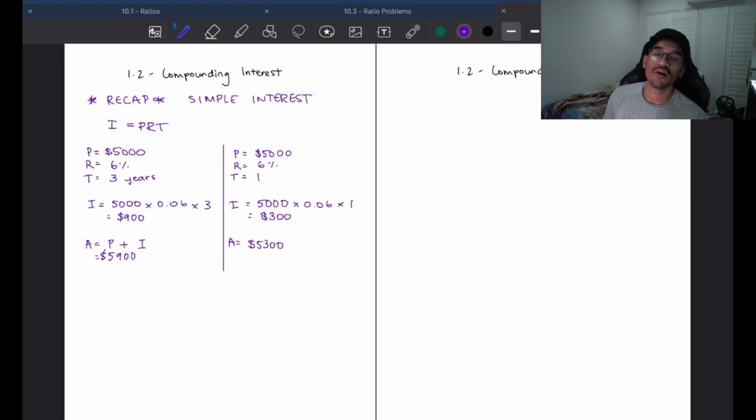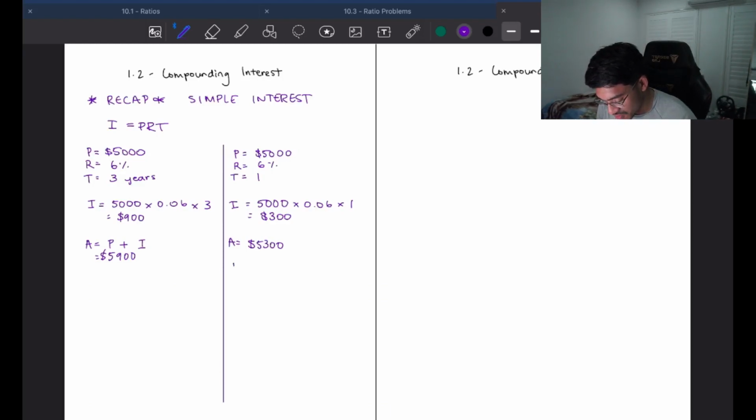So in this situation, I've only kept it in for 1 year, and you can see I've earned $300. Let's say at the end of that year, I changed banks. Essentially, I withdraw all that $5,300 from my bank account, and I go put it into a different bank that has the same interest rates, and also for a year again.